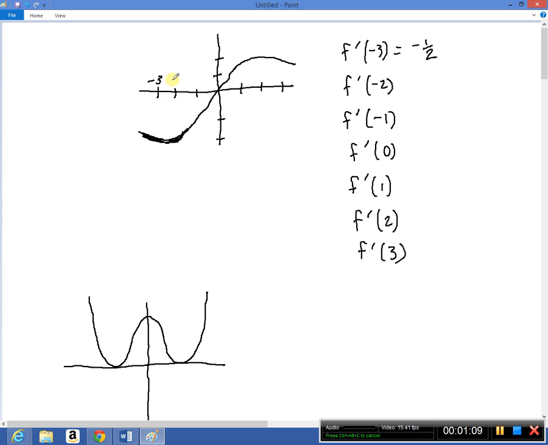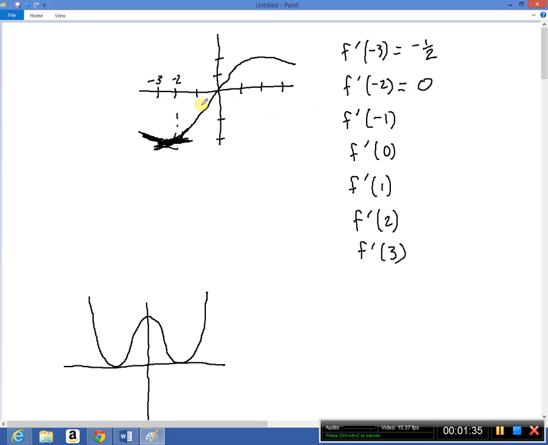At -2, this was supposed to be a horizontal tangent line. Now, it doesn't look like it too much from the picture that I've drawn here, but if you look at the graph on the quiz paper itself, at -2, it does look like the grid mark right there is pretty good as far as the tangent line. So it is horizontal, so I would call that 0.